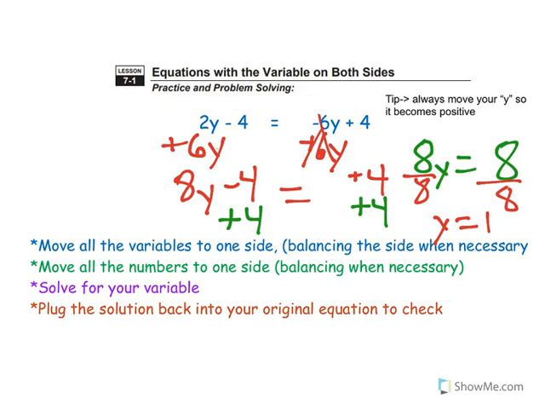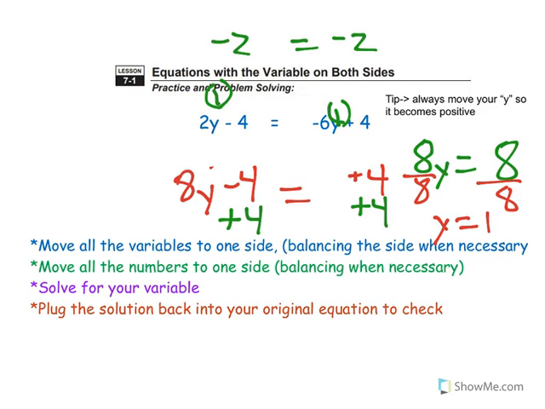Alright, so let's go back and check our work by plugging in our numbers, plugging my 1 into both sides. If I plugged it in there, I would have 2 times 1 minus 4, that's negative 2. And on this side, if I put a 1 inside the parentheses, negative 6 times 1 is negative 6 plus 4. Negative 6 plus 4 is negative 2, and you'll see that my sides are equal.